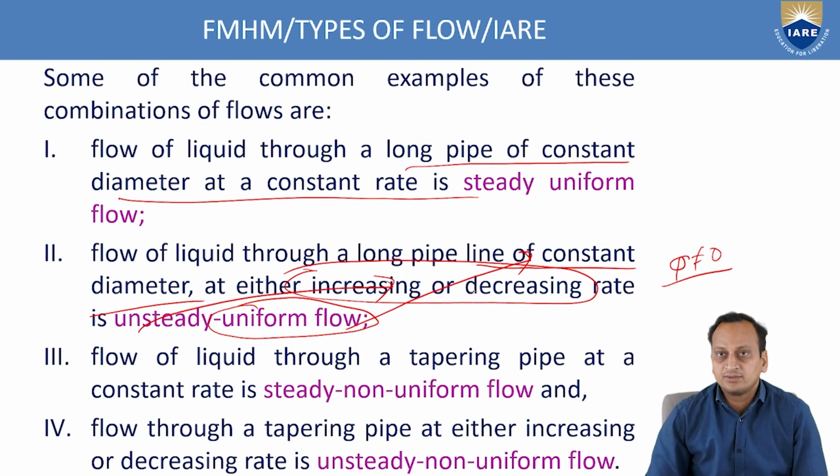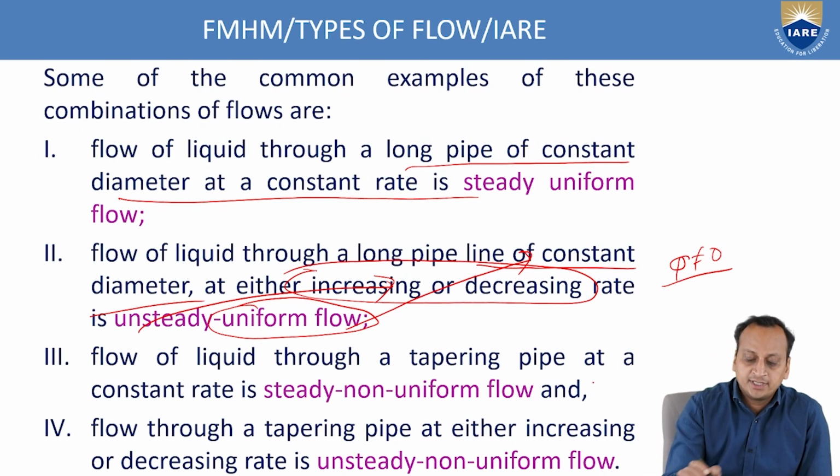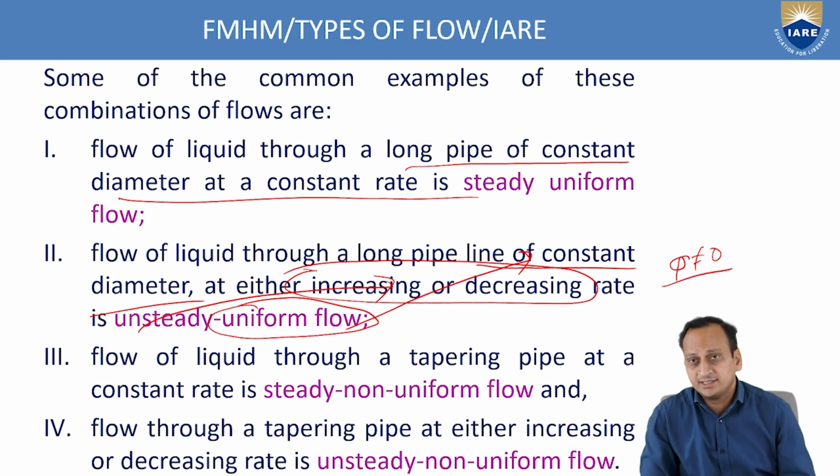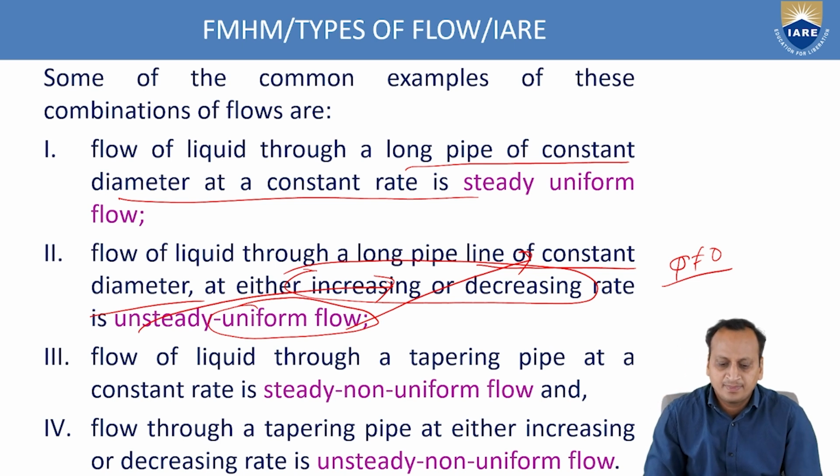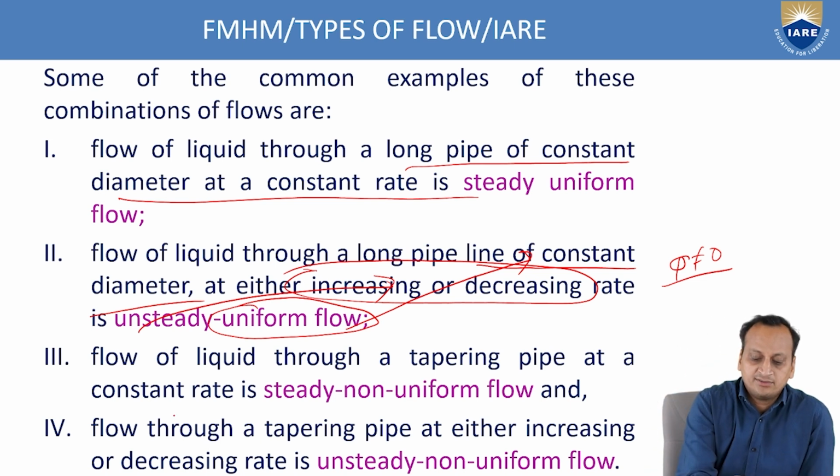A flow of liquid through a tapering pipe at a constant rate. In a tapering pipe, at every cross section the diameter goes on decreasing or increasing, but a constant rate of fluid is allowed. Therefore this comes under steady non-uniform.